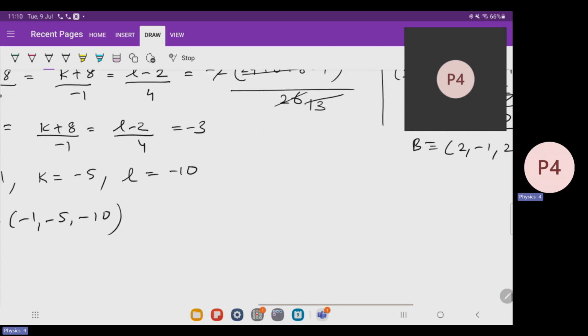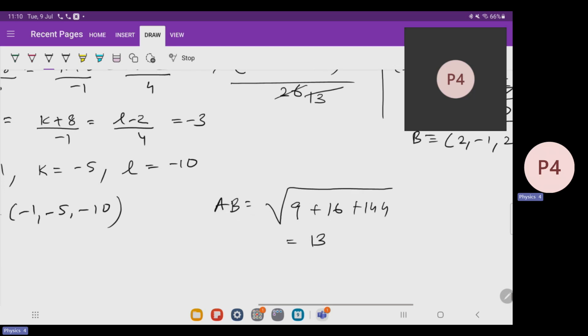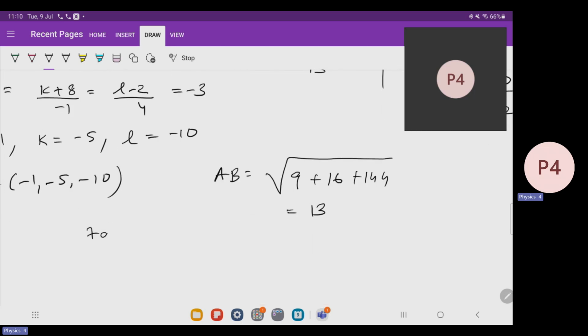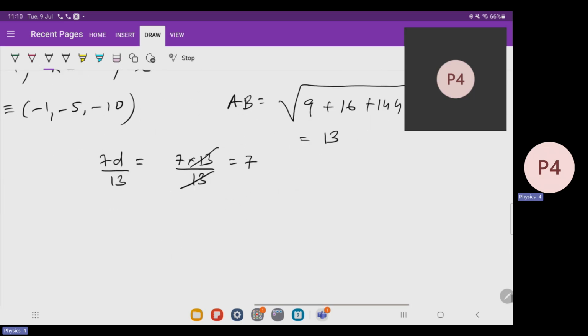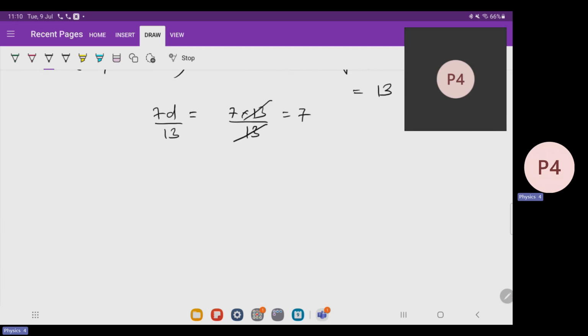Now the distance between AB, so square root of (x2 minus x1) squared... that is 3 squared, 9, plus 4 squared, 16, which is 25... [sic] This is 169, so 13. So what is 7d by 13? That would be 7 into 13 by 13. So the answer is 7. This was question number 44. Question number 45.